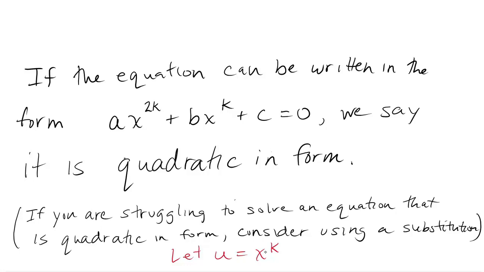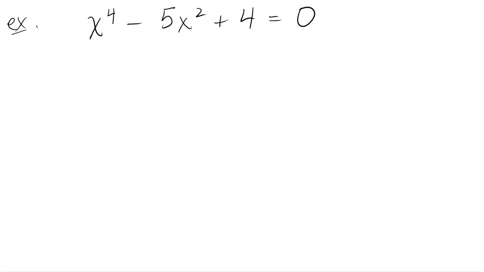You should let u replace the x to the k expression with the exponent that has the smaller magnitude. That substitution will make everything look easier to factor. You can do the factoring, and then you can put everything back the way it was. Let me show you what I mean. So in this example, we have x to the fourth minus 5x squared plus 4 equals 0.